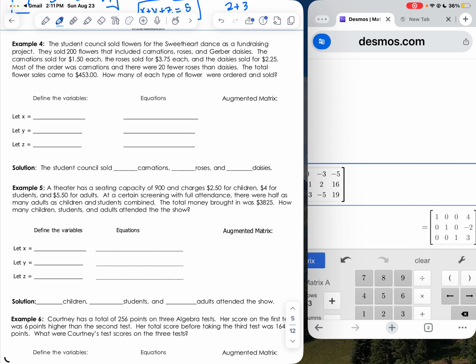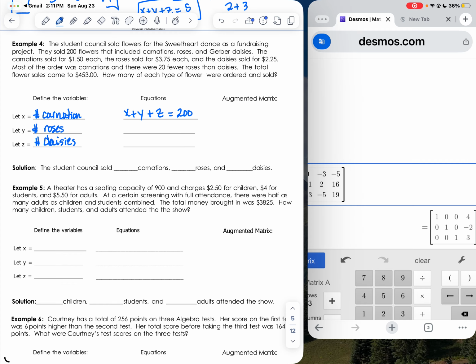So in this problem, I'm going to let x equal the number of carnations, because that was the first one they mentioned. The second flower they mentioned was roses, so I'll let y equal the number of roses. And the last one they mentioned was the daisies, so I'll let z equal the number of daisies. Now, just like in a normal system of problems that we're doing, like a coin problem or a ticket problem, we want to write an equation for the total number of flowers. So here, the number of carnations, x, plus the number of roses, y, plus the number of daisies, z, has to add up to a total of 200.